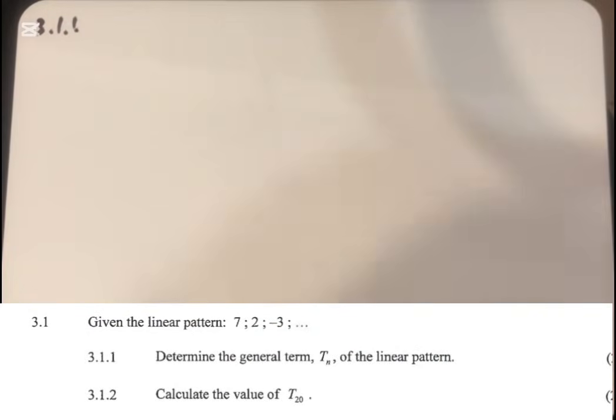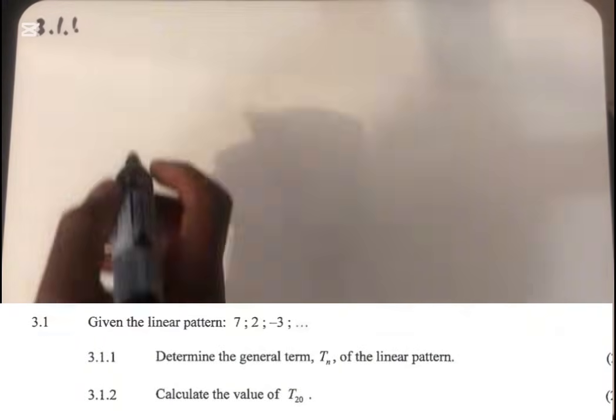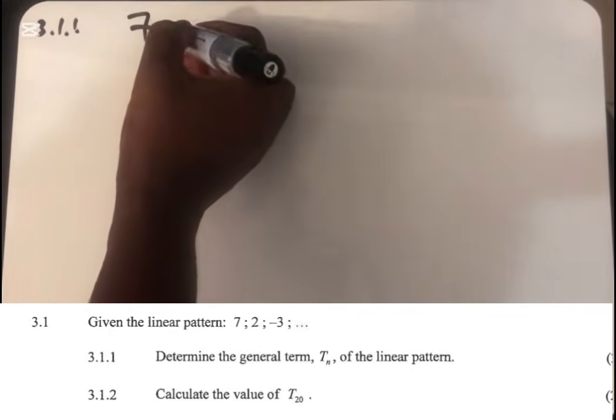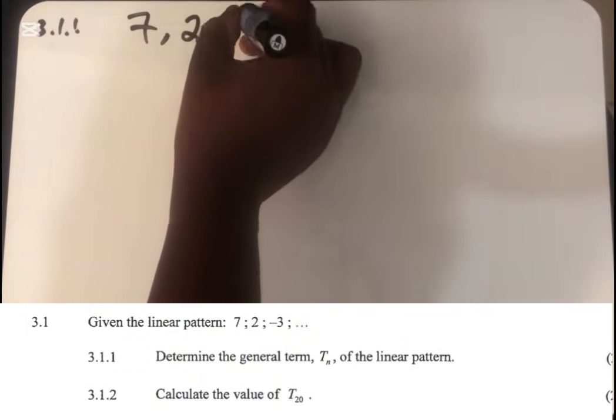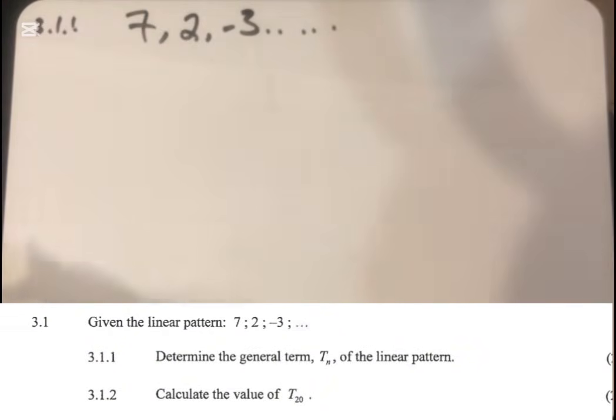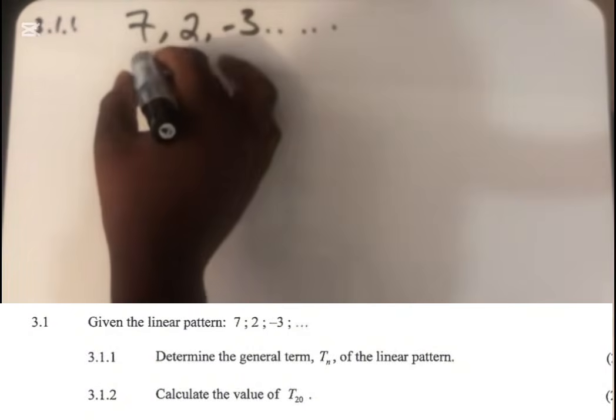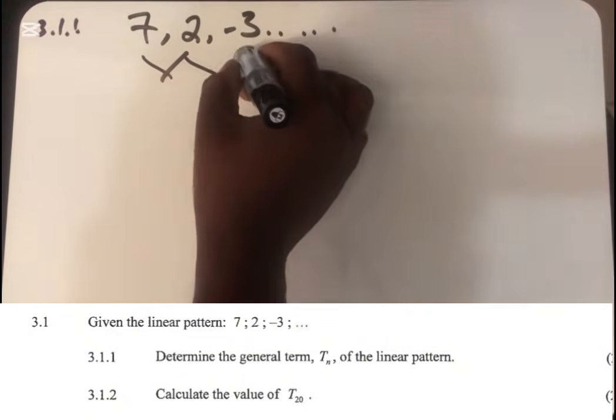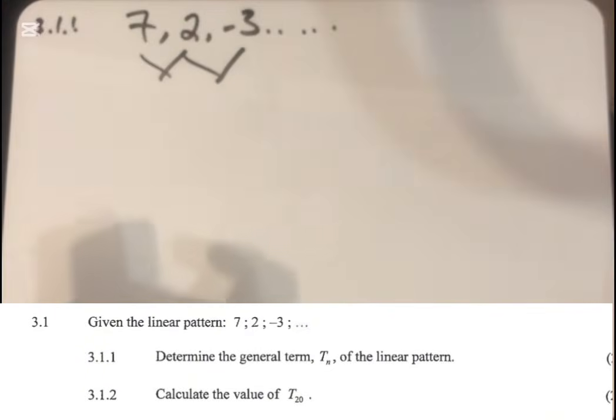We move to the next question, which is question 3. Given the linear pattern, this is the pattern that we have: 7, 2, negative 3. The first question says, determine the general term, which is Tn, of the linear pattern. So obviously we have to find the difference first. That is the first step that we need to do. If they say it's a linear pattern, it means that we are going to have a constant first difference.